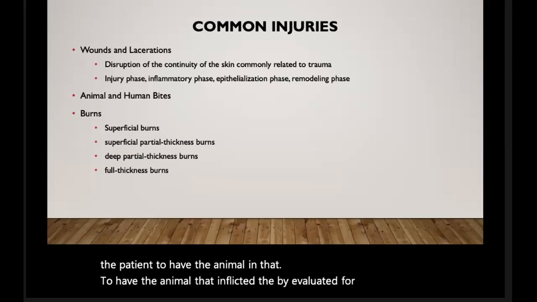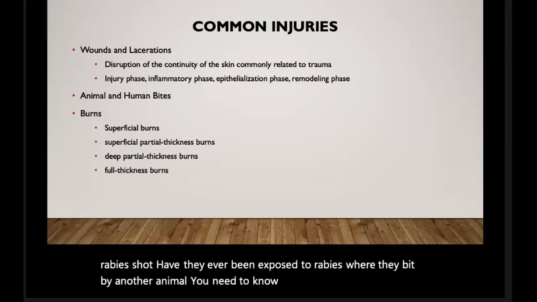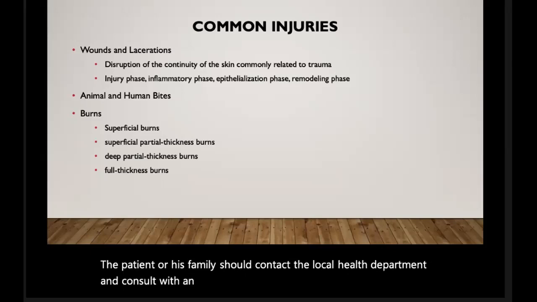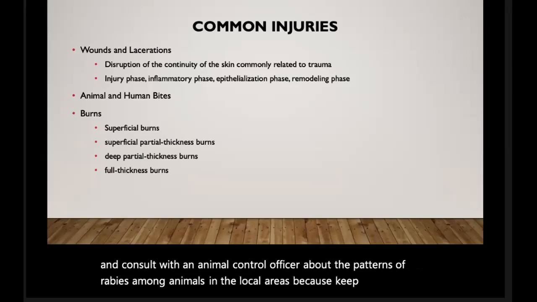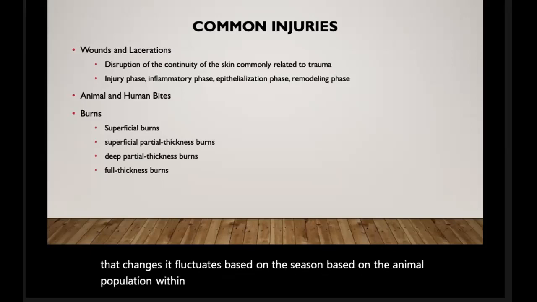We need to have these animals evaluated for rabies. Did they get their rabies shot? Have they ever been exposed to rabies? Were they bitten by another animal? You need to know this. The patient or his family should contact the local health department and consult with an animal control officer about the patterns of rabies among animals in the local area. Because keep in mind, guys, that changes. It fluctuates based on the season and the animal population within the area. So there are a lot of factors involved with possible rabies exposure.